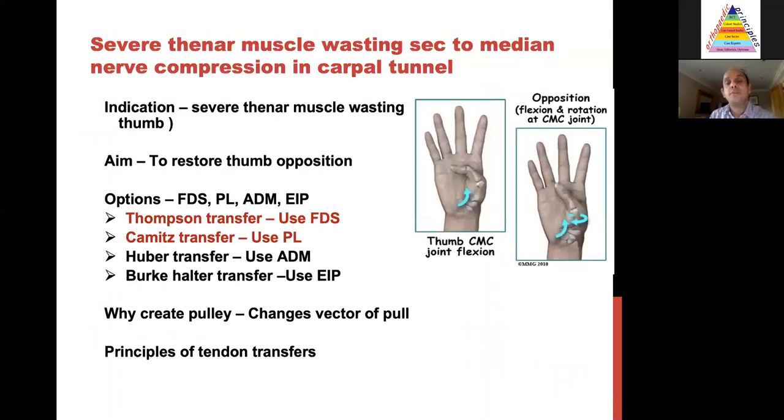So thumb opposition. If the median nerve is compressed, either in carpal tunnel, which is a common scenario, you can be given a case and asked to describe tendon transfers for thumb opposition, or whether there's a high median nerve palsy because of pronator syndrome or a stab injury or after a fracture. But if the loaf muscles, the thumb muscles, are gone, then you need to know thumb opposition tendon transfers.